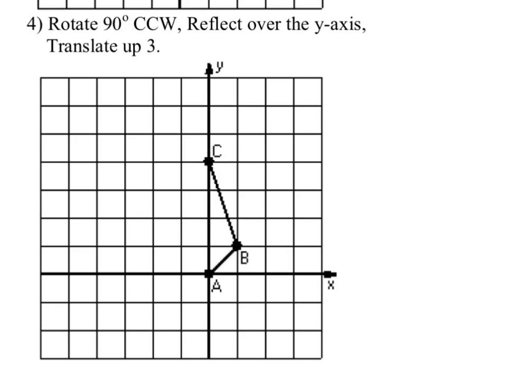And that brings us to 4. If you're going to go 90 degrees, so this one's got 3 in a row. Let's start with the rotate 90 degrees counterclockwise. X, Y is going to go to negative Y, X.